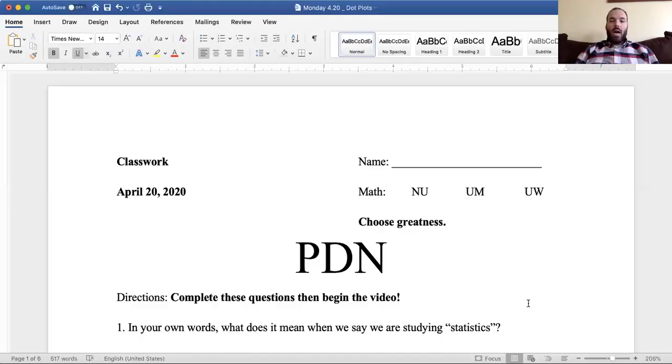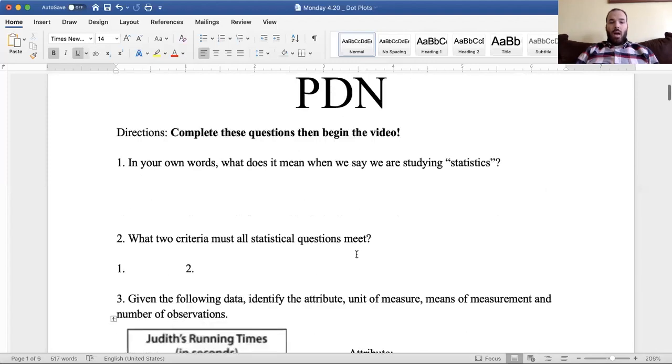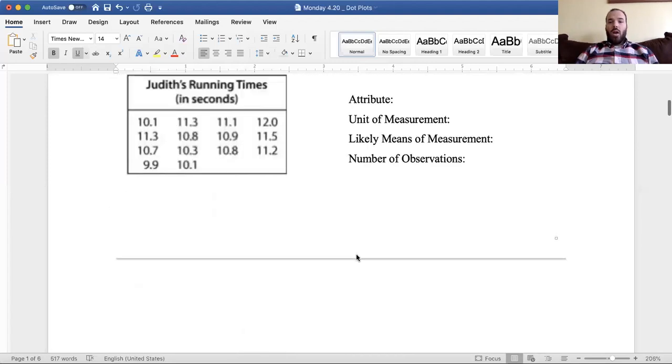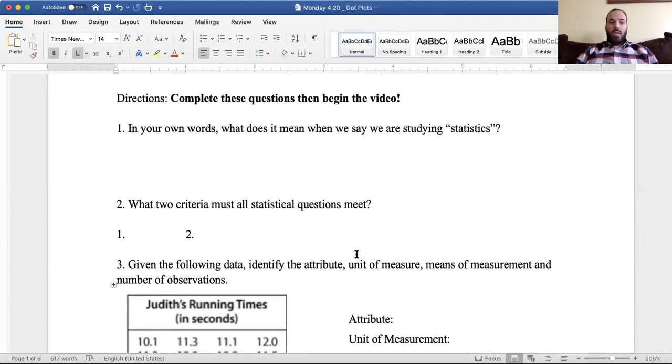Okay, last week we started on statistics and we talked about statistical questions and we talked about describing data. You're going to review that on your PDN today. Once you finish your PDN, we'll check our answers and then we'll start on today's lesson. Right now, you're going to want to hit pause, start your PDN, and unpause when you have finished.